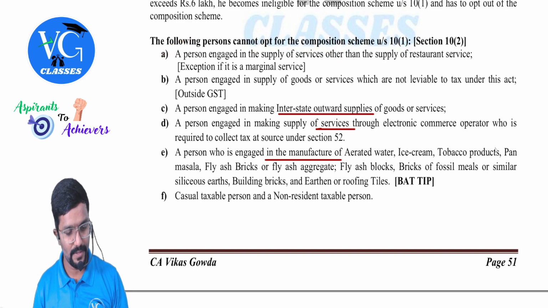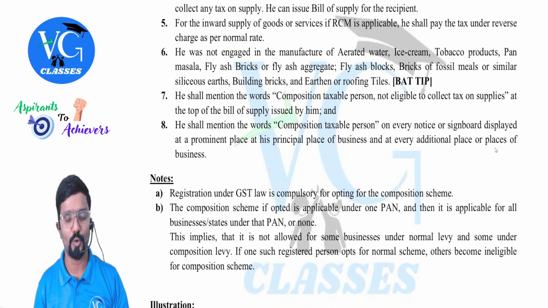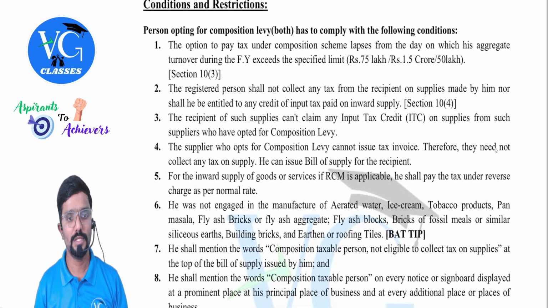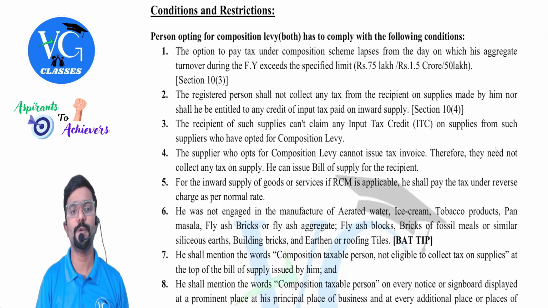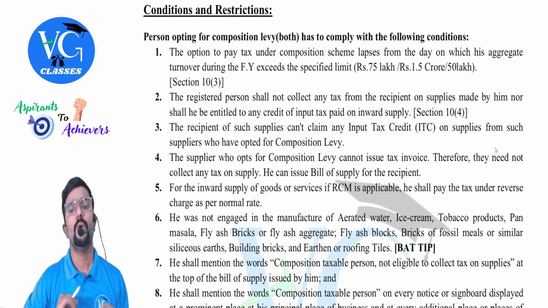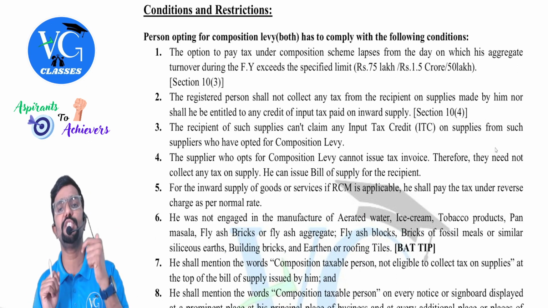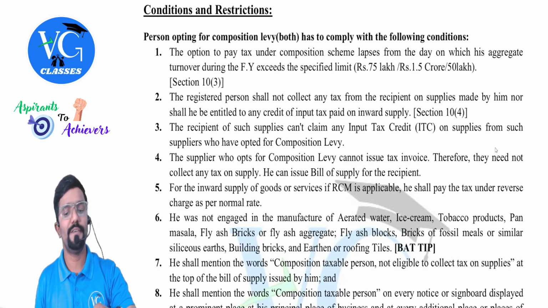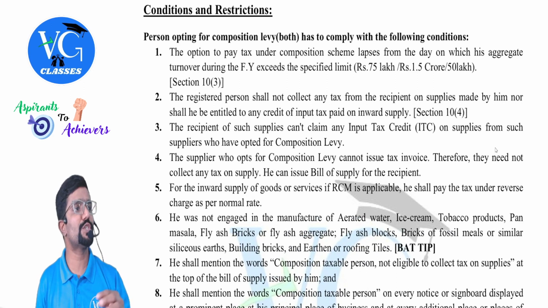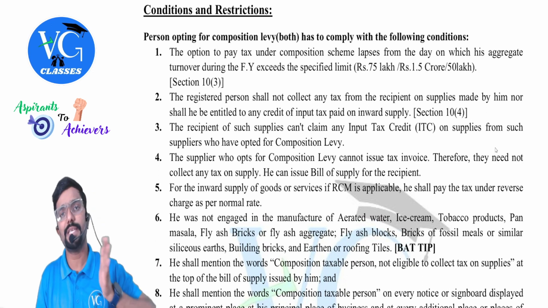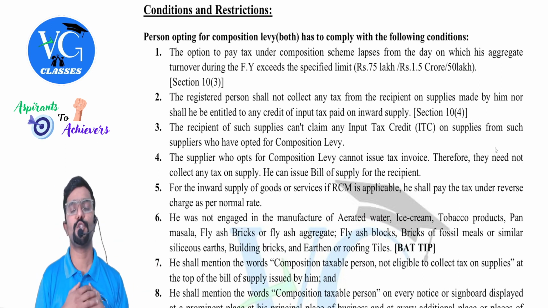Okay, sir. Fine. Now we are done with both the composition schemes, guys. Now let us move to conditions and restrictions, which is common for both composition schemes. What are those? One by one. Guys, for eligibility, for seeing whether I am eligible for composition scheme or not, we will check which year turnover? Last year.